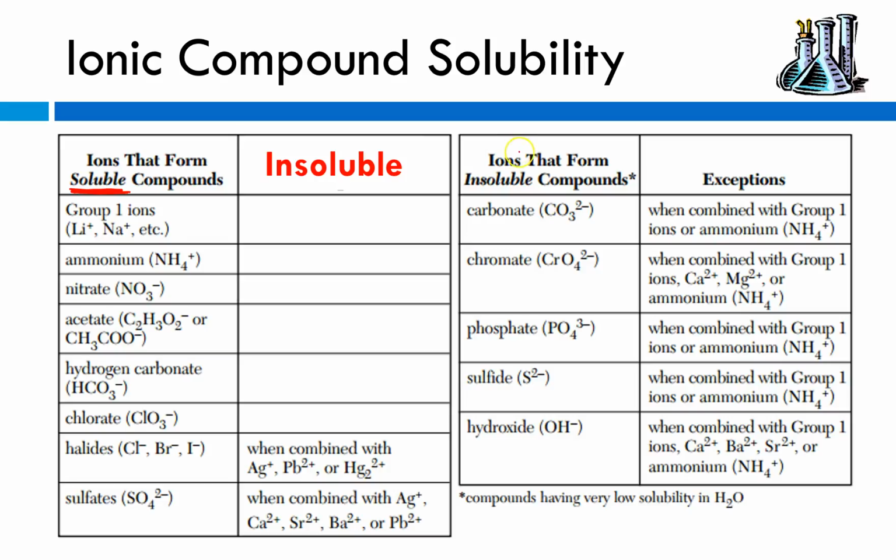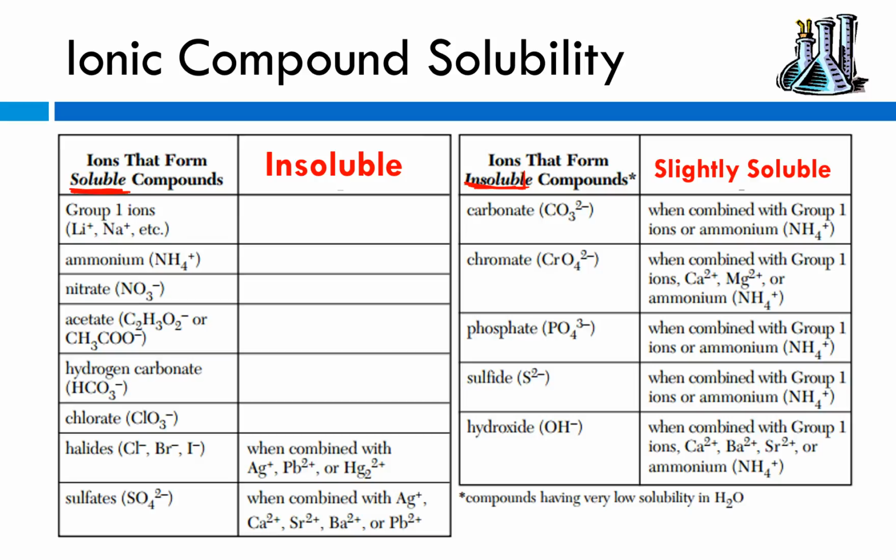If you head over to the next column, it says ions that form insoluble compounds. So these are the ions that, when they're in a compound, generally end up making the compound insoluble. It will not dissolve in water. Things like carbonates, chromates, phosphates, so on and so forth, tend to be water insoluble. The exceptions we're going to label as slightly soluble.